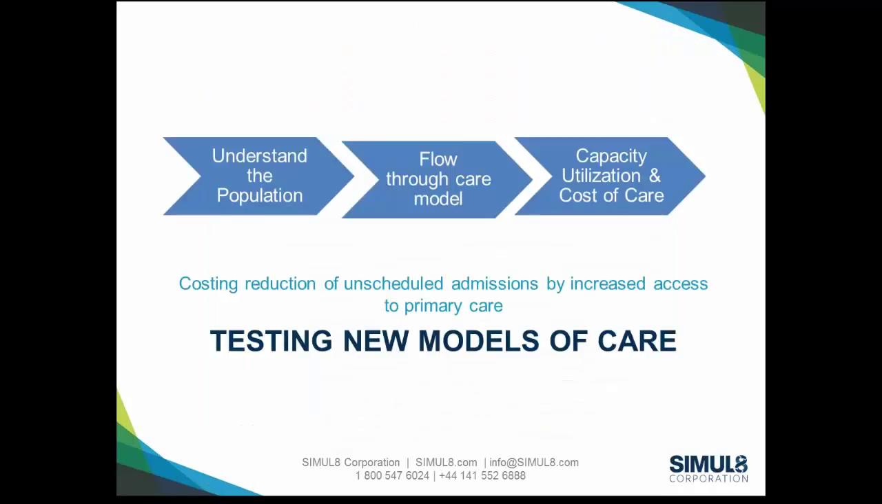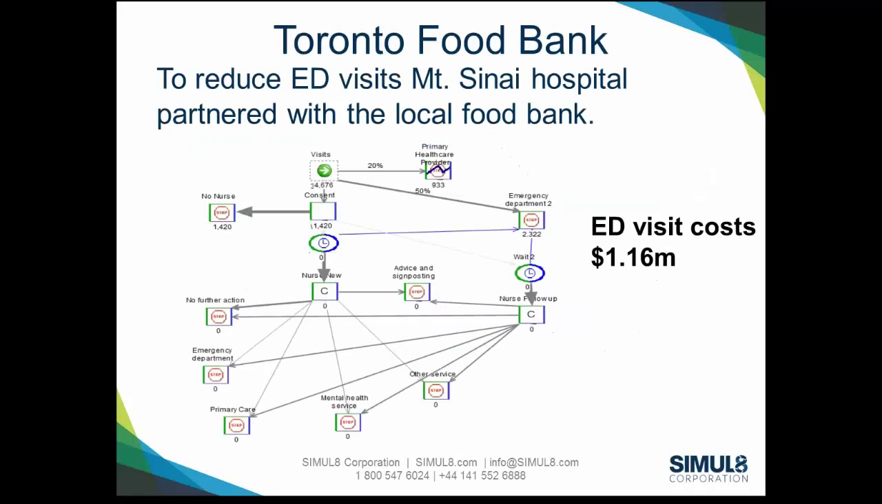So another example I wanted to look at was of increasing access to primary care and reducing unscheduled admissions. And I'm sorry, actually, I'm not going to look at that, I'm going to look at that in a minute. I'm looking at the Toronto Food Bank here. Again, this is another example. This is with Mount Sinai. And one of the questions here was to look at the reduction of emergency department visits with people who are coming to the food bank.